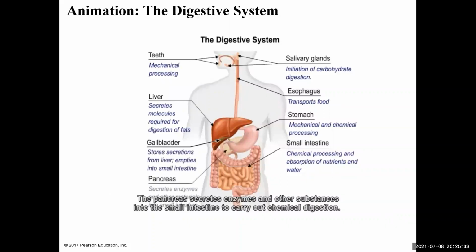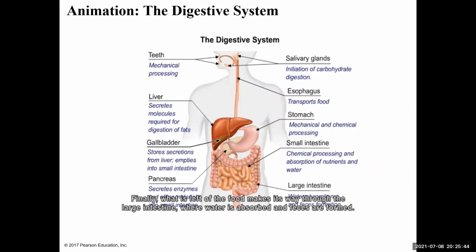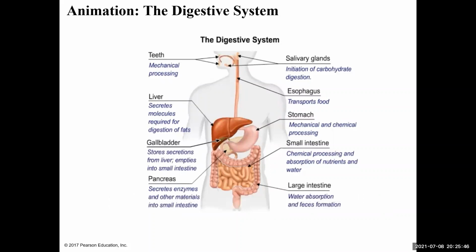The pancreas secretes enzymes and other substances into the small intestine to carry out chemical digestion. Finally, what's left of the food makes its way through the large intestine, where water is absorbed and feces are formed.